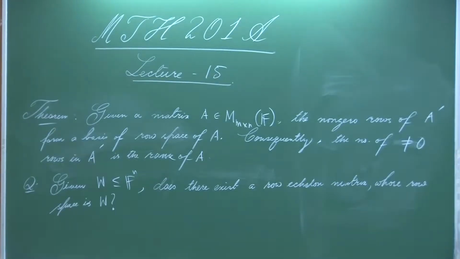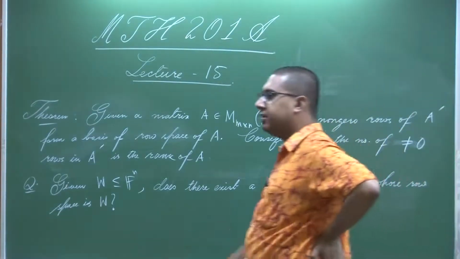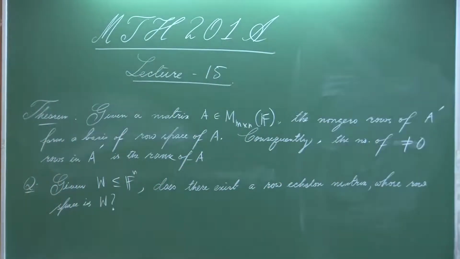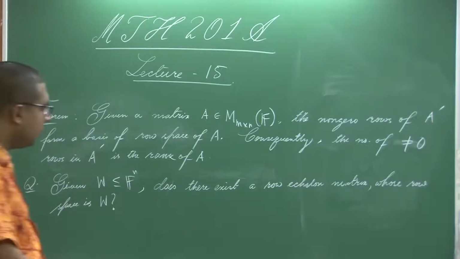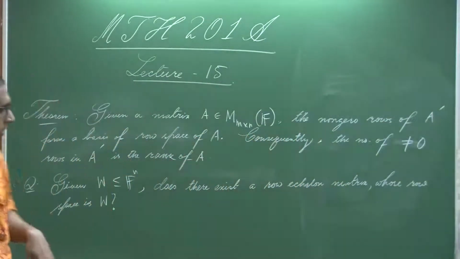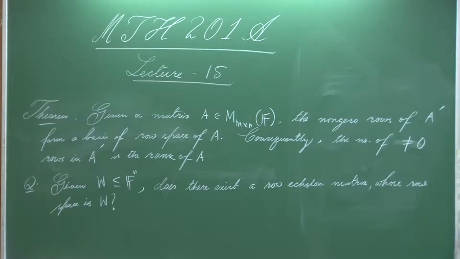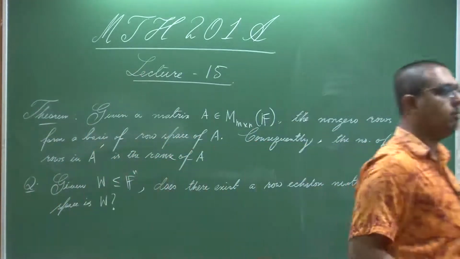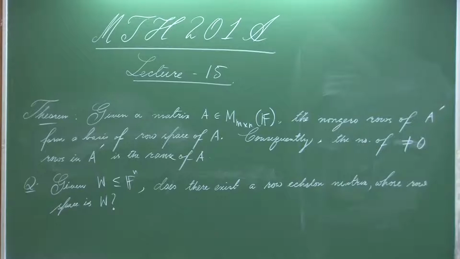seen that row spaces are subspaces, and any row space can be regarded as the row space of some row echelon matrix. So, thus all row spaces are the row spaces of row echelon matrices. That is what we have just seen earlier. Now, the question is in a sense the opposite one, that given a subspace W, can I view it as a row space of some row echelon matrix?